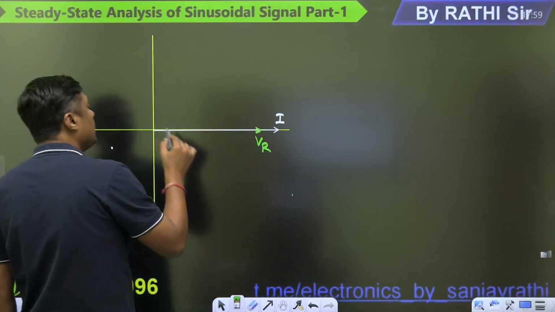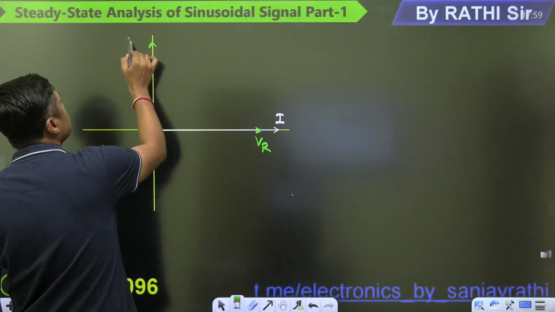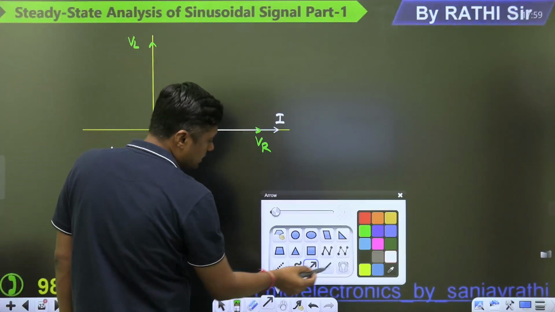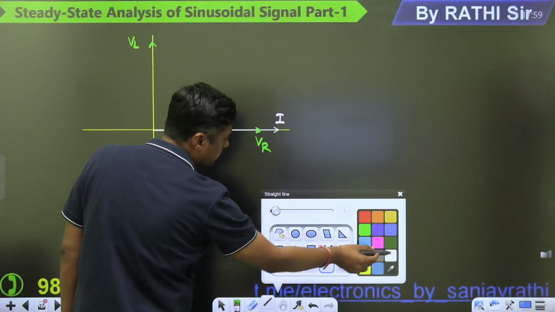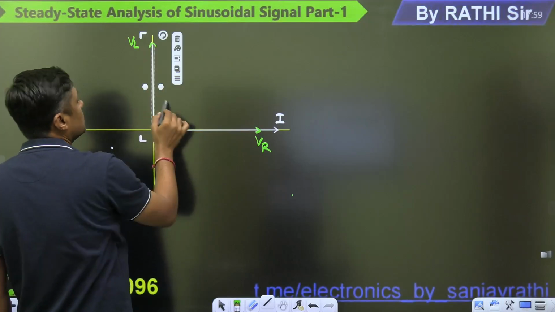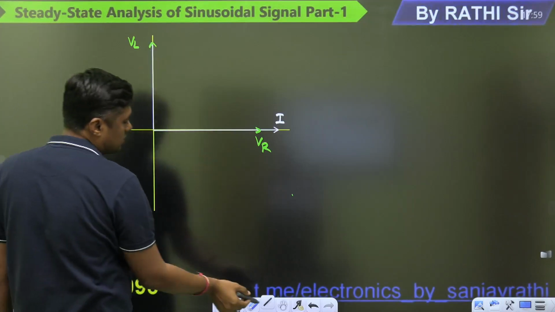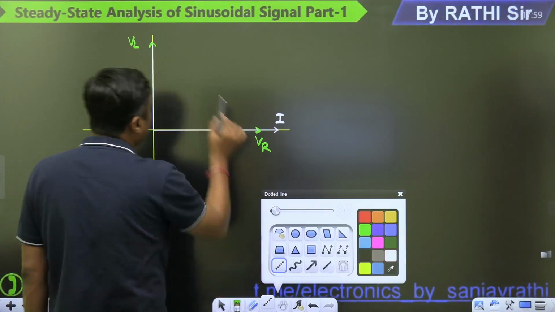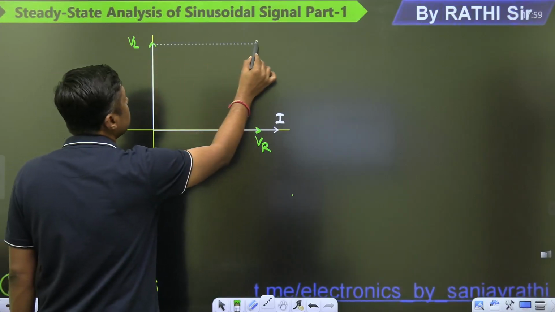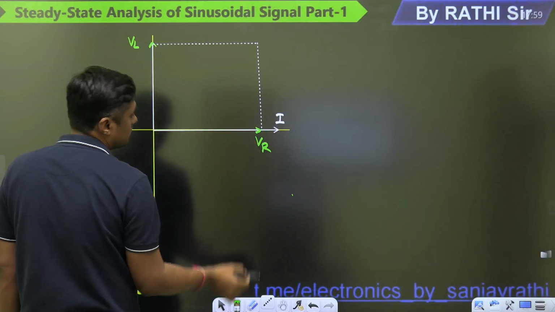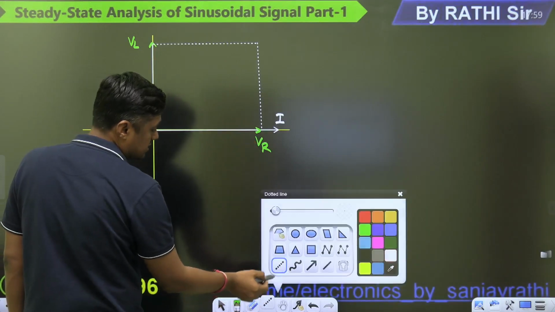And what about the VL? VL leads the I by 90 degrees. That is the case. So this is the VL, this is the VR. So where is the resultant? The resultant you can find like this, and that is the resultant, guys.